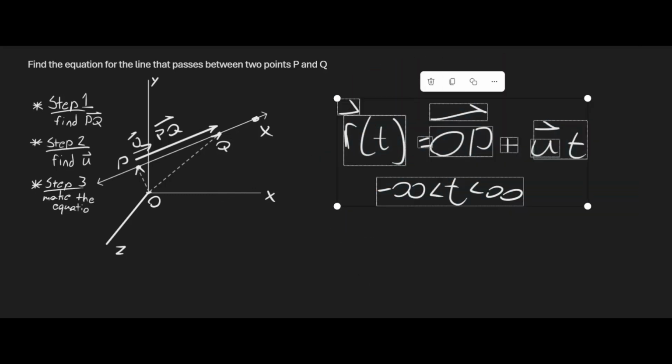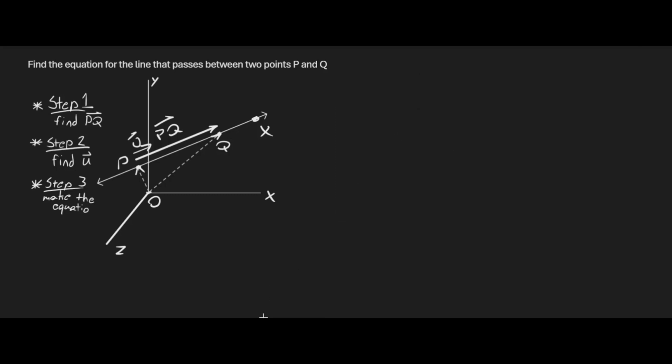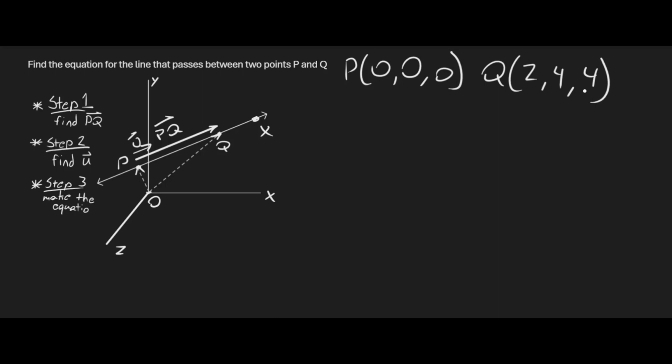So I'm going to do an example now. I'm going to say P is equal to 0, 0, 0, and Q is equal to 2, 4, 4. So we want to find the line that goes in between these 2 points. If you want, you can pause the video here and try to solve it yourself.